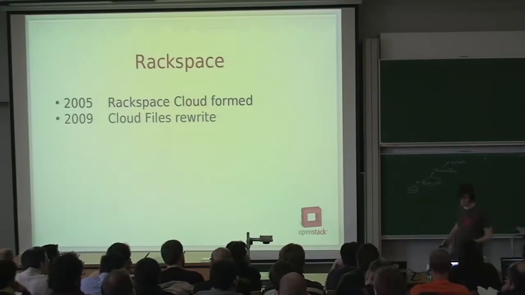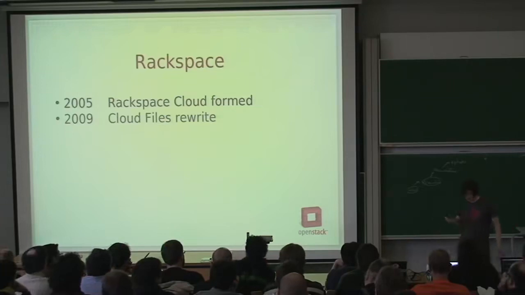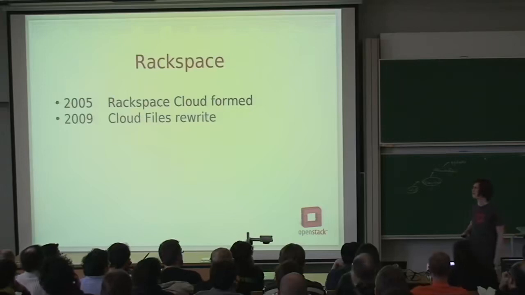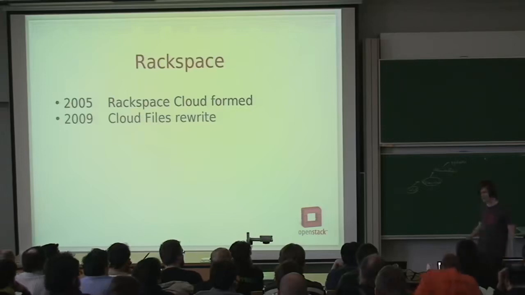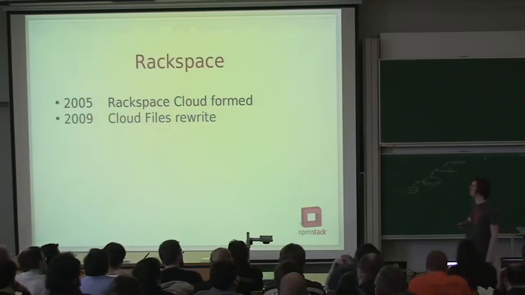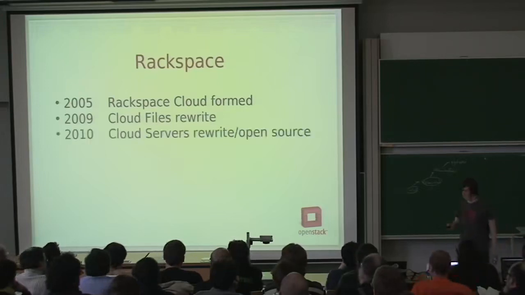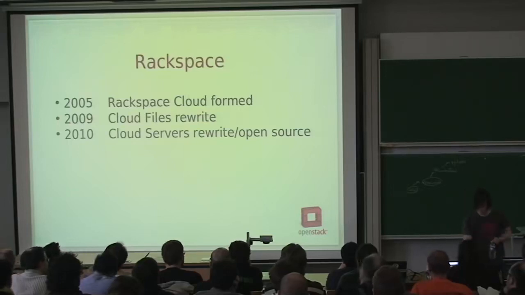So in 2009, Rackspace decided to rewrite the whole thing, cloud files at least. They started that in late 2009, and that finished around March or April 2010, put into production in May or something like that. And in 2010, they also decided to rewrite cloud servers, and at the same time decided that they're going to open source the whole thing.